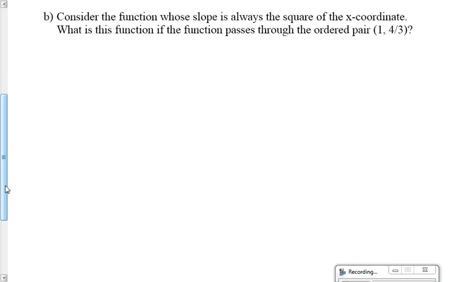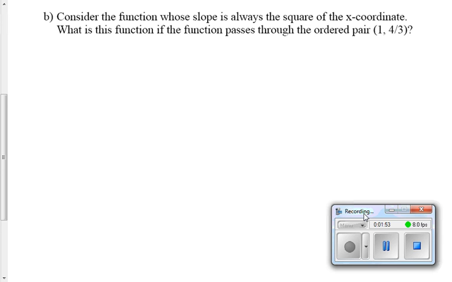All right, so go ahead and write an equation for this one, will you? A function is given such that its slope is always the square of the x-coordinate. What is the function if it goes through 1, 4/3? We did something like this the other day. Take 45 seconds or so and see if you can come up with it.